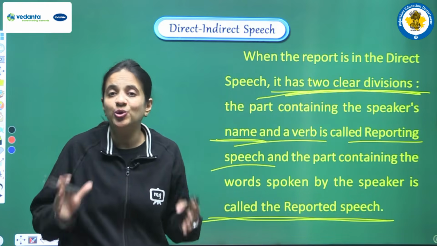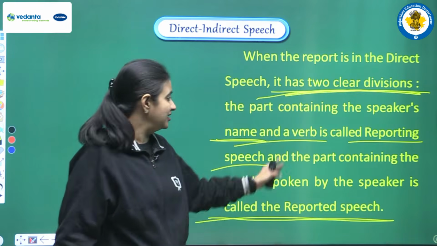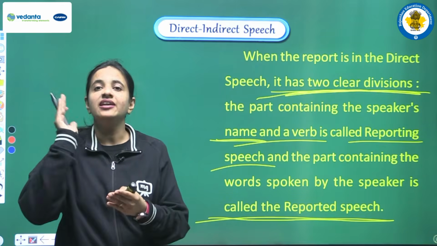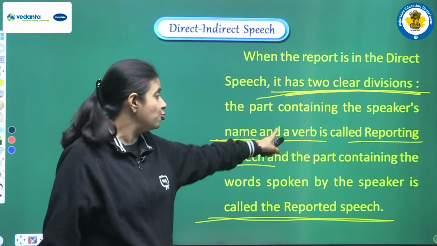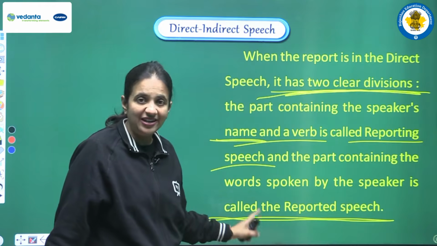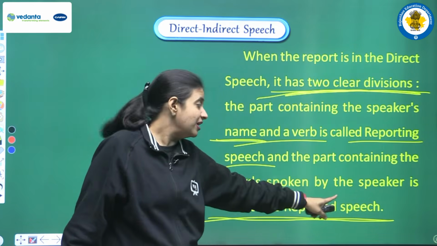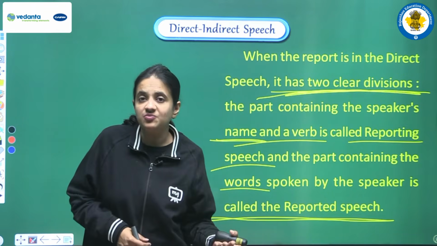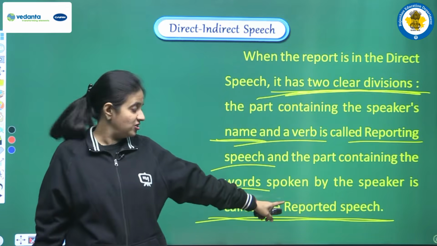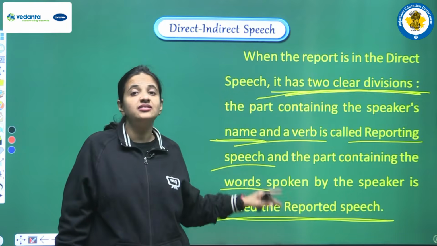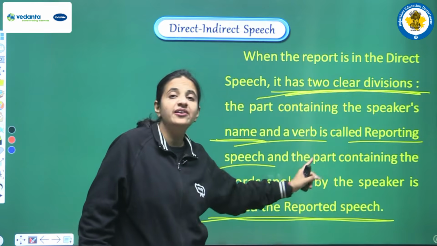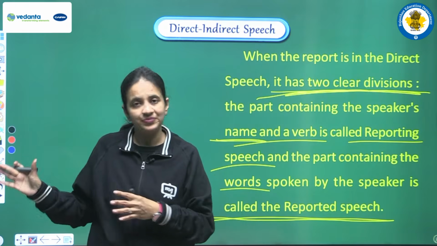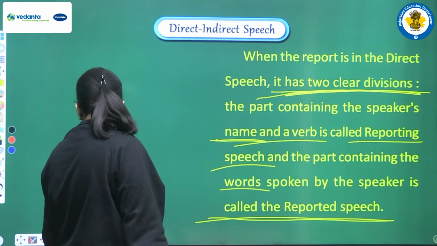Now in both parts, what is there? That detail we have here. If we are talking about reporting speech, in that part we have the name of the speaker and one verb, right? And the second part, known as reported speech, has the words, so we can say the sentence that was spoken by the speaker. Together, these two parts, reporting speech and reported speech, make a sentence of direct speech. Clear? So I am just summarizing this one more time.